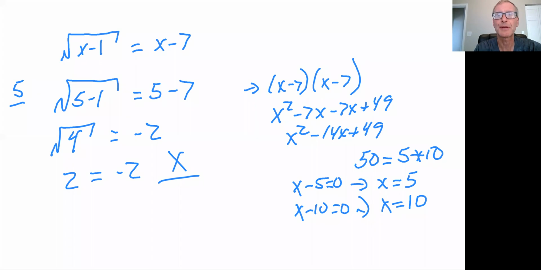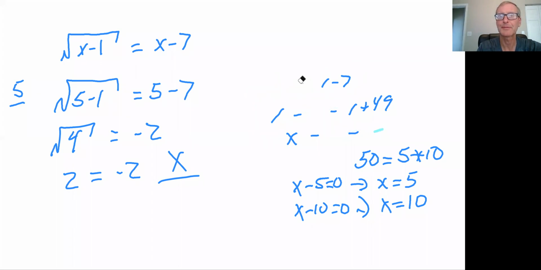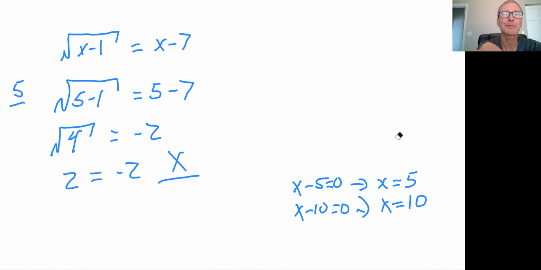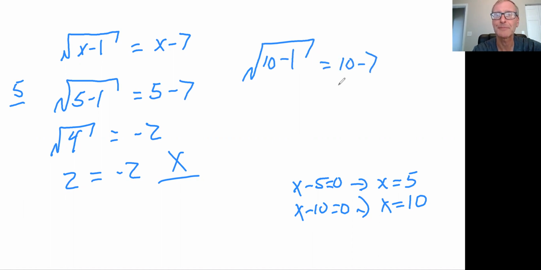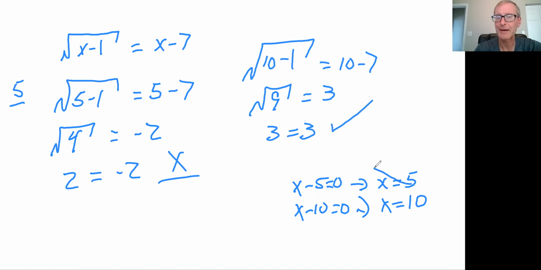So let's take a look as I erase a few of these here. Let's take a look at the number 10. Let's hope this one works. Or I picked a bad example. I want one of them to work. So we have square root of 10 minus 1 equals 10 minus 7. So this would be square root of 9 equals positive 3 now. And so 3 equals 3. Yep. So the 5 does not work, and so the only solution is x equals 10.